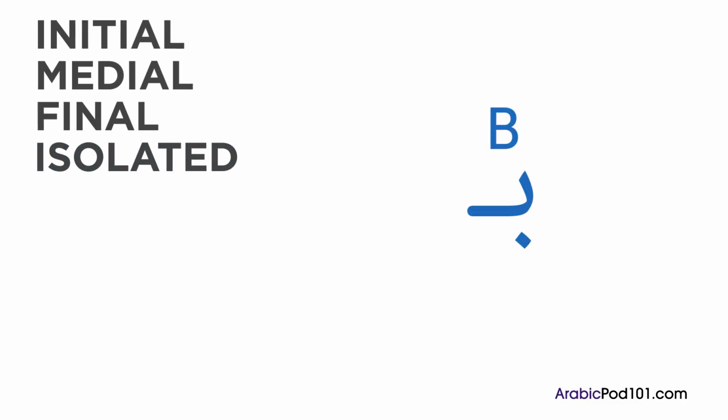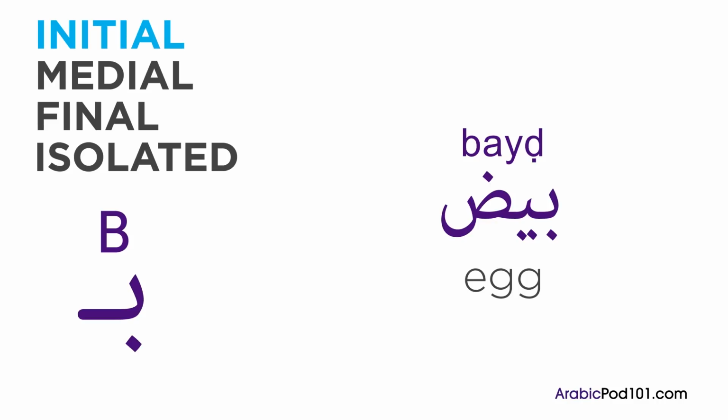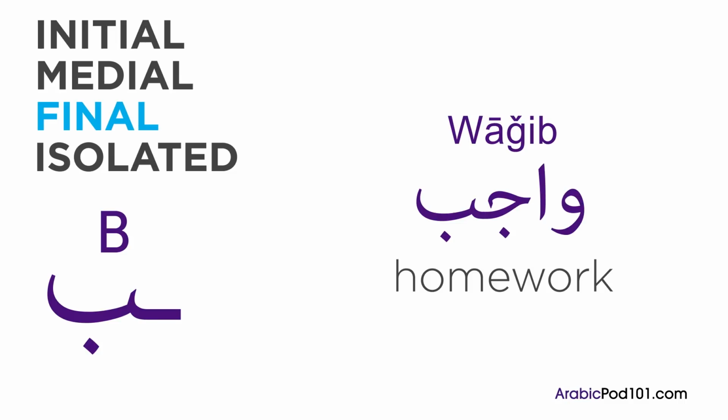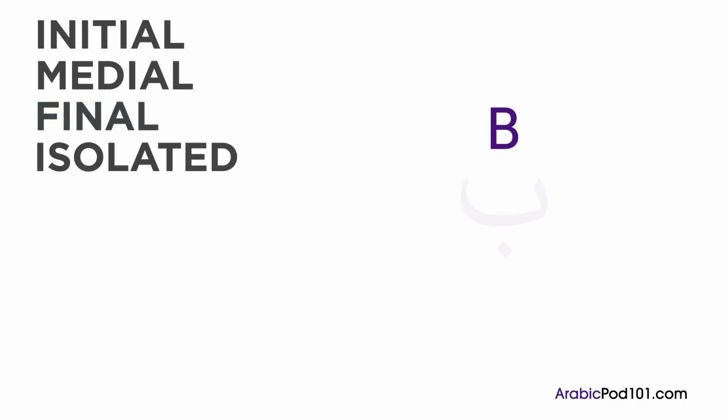Take the letter B, for example. This letter is written in the initial form when it's the first letter in a word, it'll be written like this. بيض. It'll be written in the medial form when it's wedged between 2 other letters. انطباع. It'll be written in the final form when it's the last letter in a word. واجب. And when the letter stands alone, it'll be written using the isolated form. Well done!